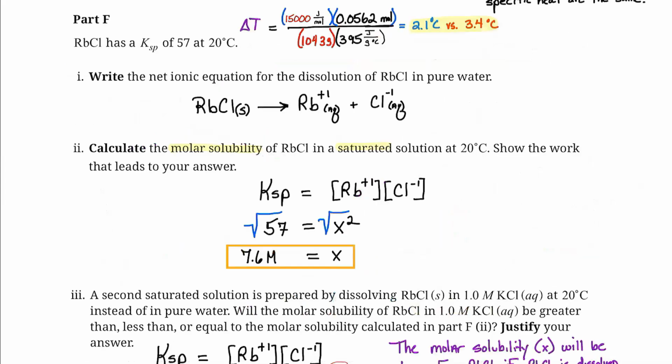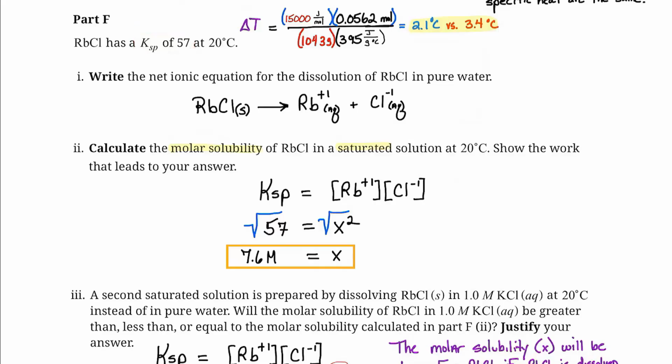Number 1F, got a little blurb here. We have rubidium chloride, which has a KSP of 57 at 20. I thought that was a typo at first, but then I realized rubidium chloride is pretty soluble. Don't normally deal with KSPs that are greater than 1, so this is another kind of curveball the test is throwing at many of these students.